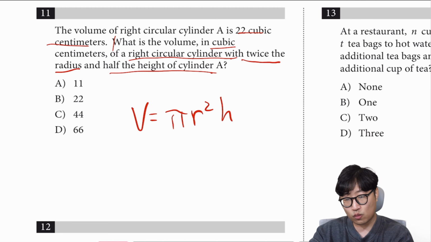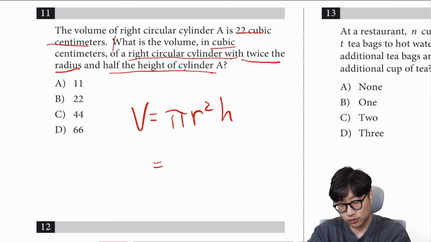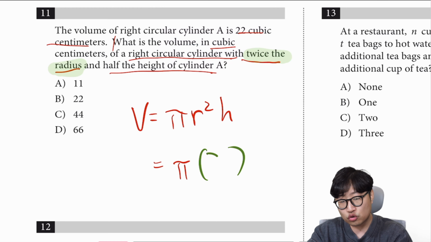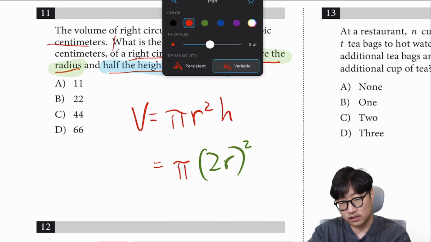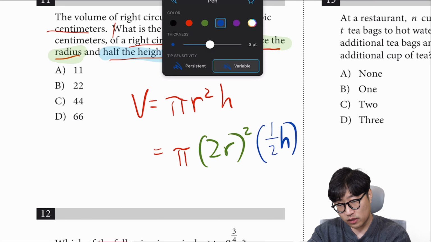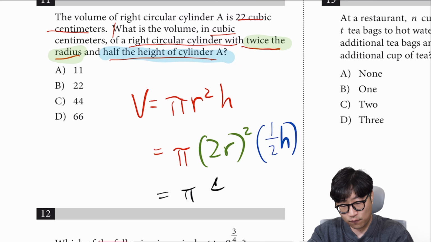So if you take a look at what happened, well, first of all, let's apply this. The pi stays the same as is, but what did they say about the radius? They said twice the radius. So instead of r squared, I'm going to have to say 2r squared, right? Because the radius is double. And then what did they say about the height? Height is half the height. So instead of h, I'll have to put 1/2 h, right? So if you really work this out, that'll be pi 4r squared and then 1/2 h.